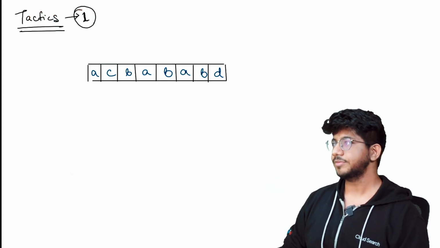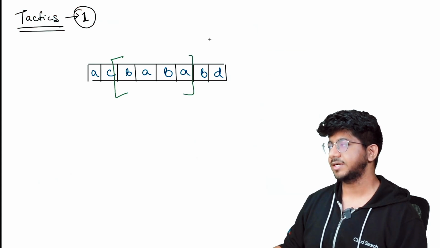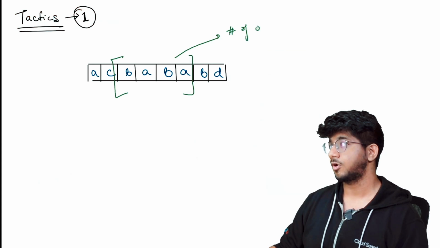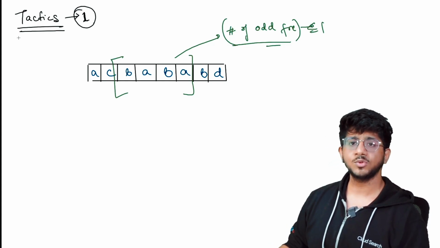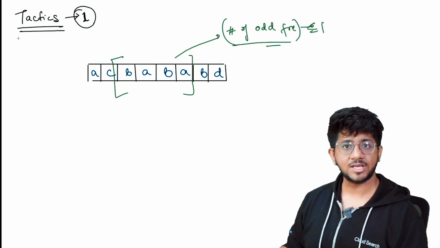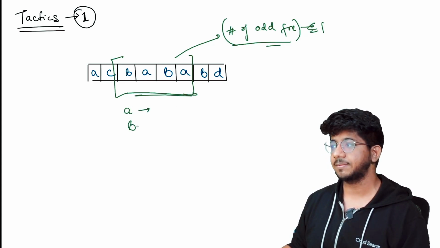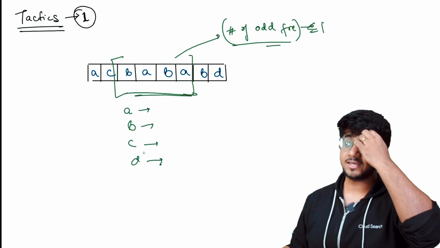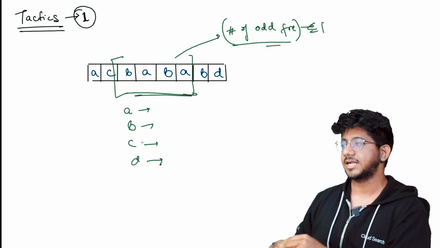Okay. From there, we go to tactics 1. For a particular subarray, we need to find whether that subarray has a number of odd frequency elements less than or equal to 1 or not, right? So we can use a very simple tactic that is very common in strings: in this part we need to find the frequency of A, B, C, D and so on, right? That is the first thing that we can try, that we need a frequency of everything, and we can see how many of them are odd. That's what we need to find.